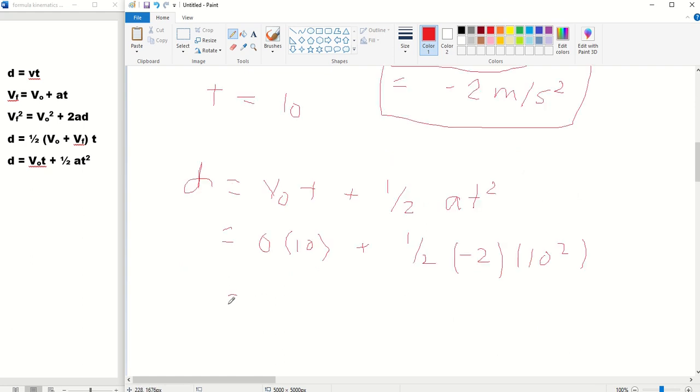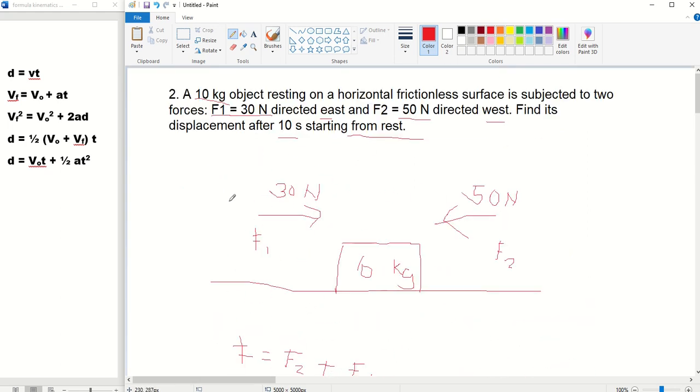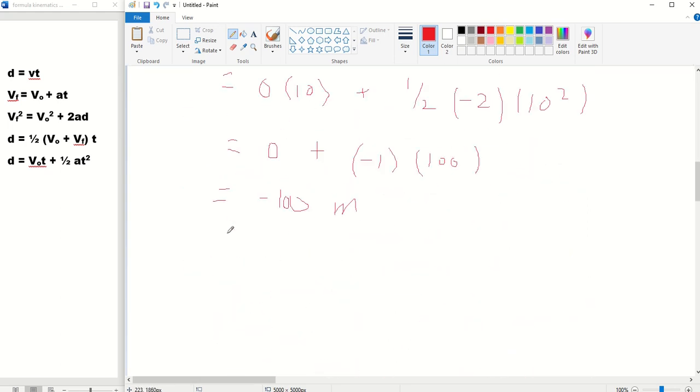So, ngayon, simplify natin. 0 times 10, 0. 1/2 ng negative 2, kalahati ng negative 2, negative 1. And then, 10 raised to 2 is equal to 100. So, negative 1 times 100 is equivalent to negative 100 meters. Negative 100 meters, kasi papunta sa left. Yun yung displacement. So, ngayon, kung ayaw nyo ng negative na sagot, pwede namang 100 meters.